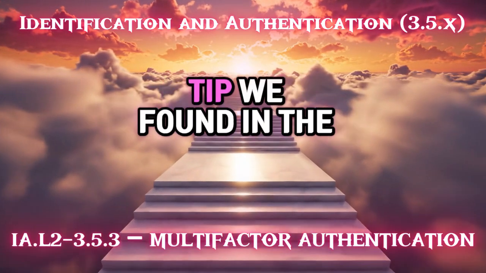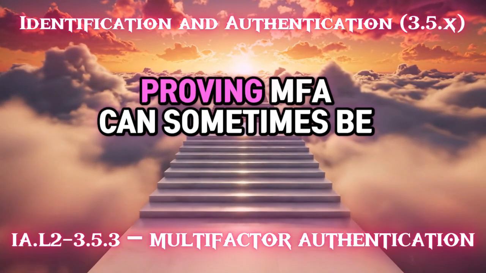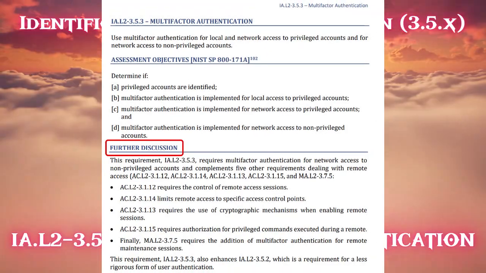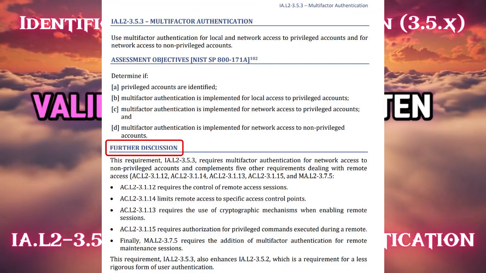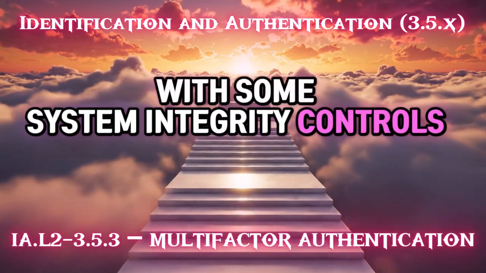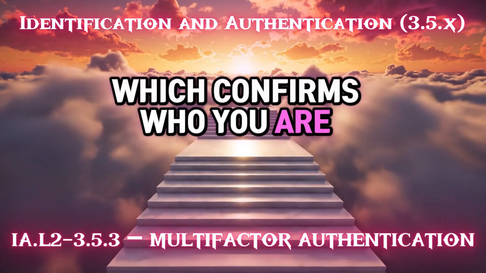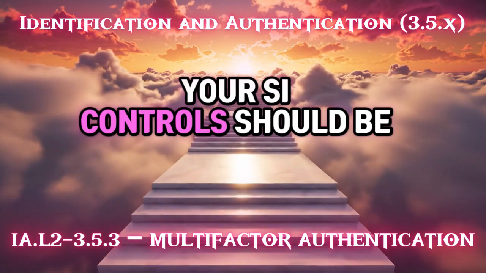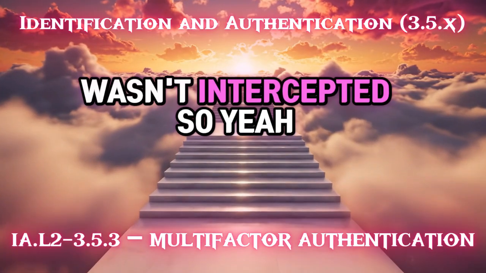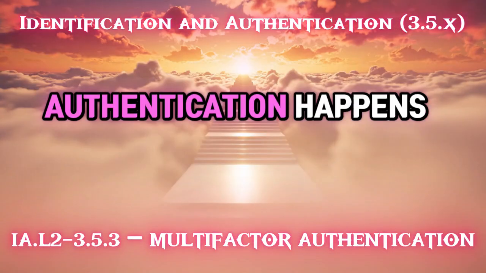Okay, and here's a useful tip we found in the source material, something about combining checks. If you're going through an assessment, proving MFA can sometimes be done alongside proving system integrity. Yes, exactly. That's a smart way to approach it. The MFA validation process often overlaps quite nicely with some system integrity controls. Like, you prove you're using MFA to log in, which confirms who you are. And at the same time, your SI controls should be ensuring that the network traffic during that login wasn't messed with, wasn't intercepted. So you can potentially knock out two objectives by looking carefully at how that authentication happens over the network.